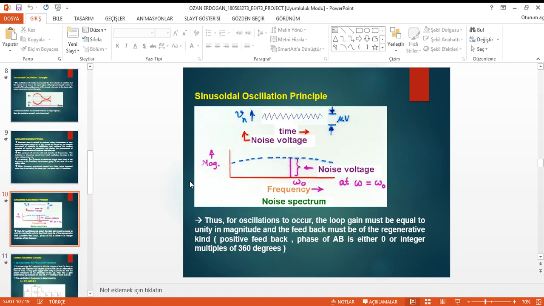This figure. For oscillations to occur, the loop gain must be equal to unity in magnitude, and the feedback must be of the regenerative kind. Positive feedback: the phase of AB is either zero or integer multiples of 360 degrees.